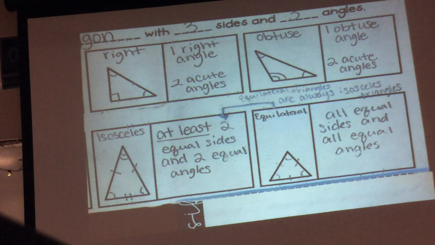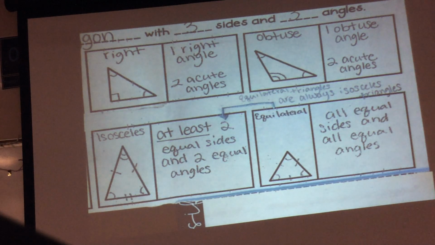Equilateral triangles are always isosceles. Why are they always isosceles? Ethan? Because an isosceles triangle has 2 equal sides, and equilateral has all equal sides. It has at least 2 equal sides, yes.